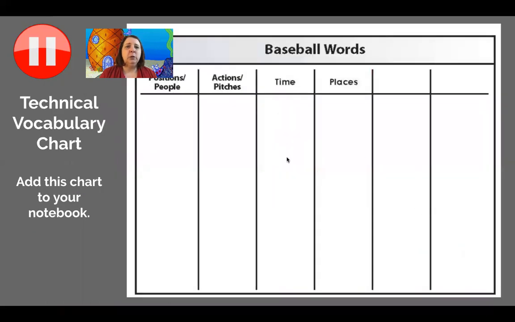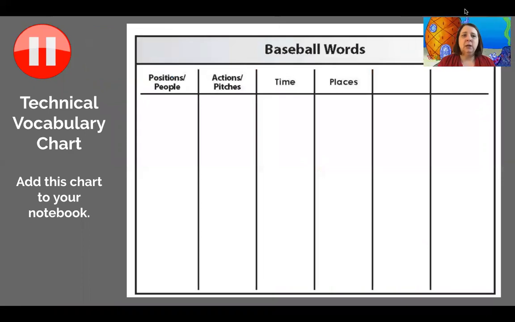All right, so here's what your task is going to be for today. You're going to copy this into your notebook. This is called a technical vocabulary chart. So turn your notebook sideways so that you have lots of room for it for chapter 3. And then we're going to break this down into a couple categories. We have positions and people.